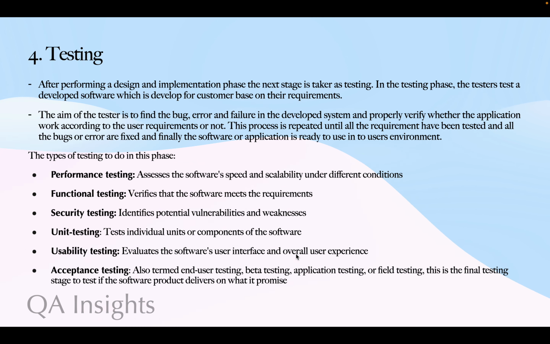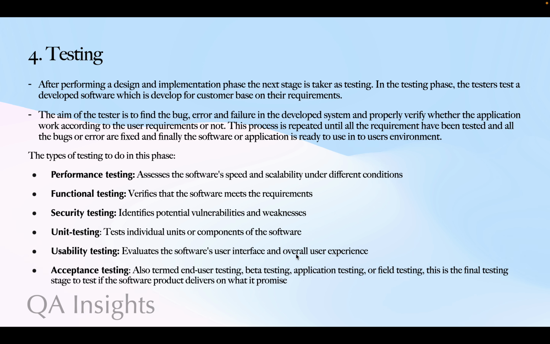In the testing phase, different kinds of testing are involved. Mainly there is performance testing. Performance testing is done to check the software speed and scalability. All these kinds of conditions are included in performance testing. And then there is functional testing. Functional testing verifies that the software meets the requirements and is functionally working fine as per the requirements.